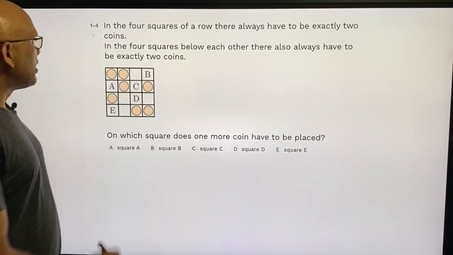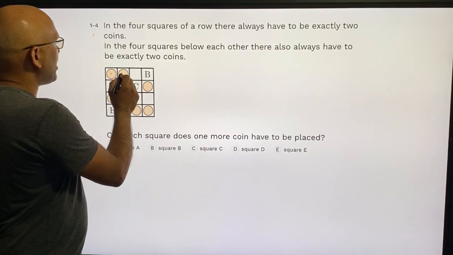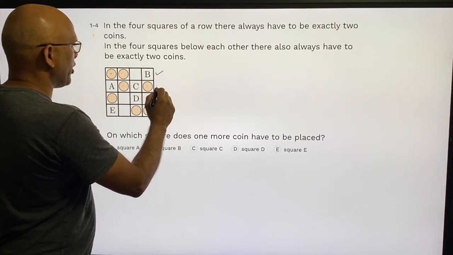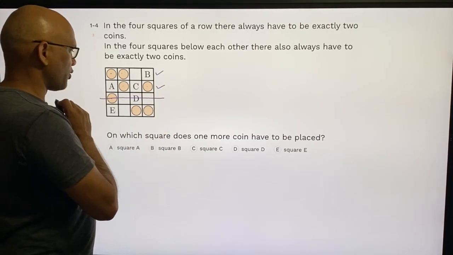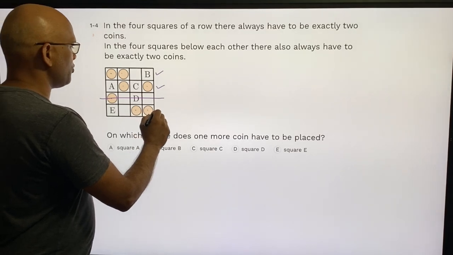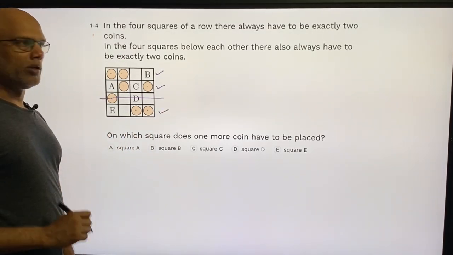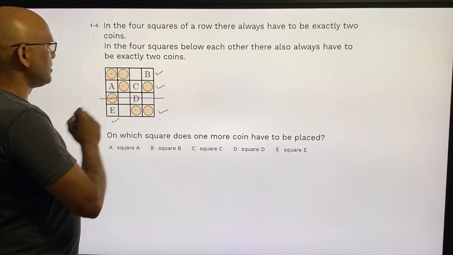All right, so let's check each row and each column. On this row, I can see two coins already. Here also, I can see two coins. Here, there is only one coin, so let me mark this row. Here, two coins. Now, let's check each column. So this column is done.